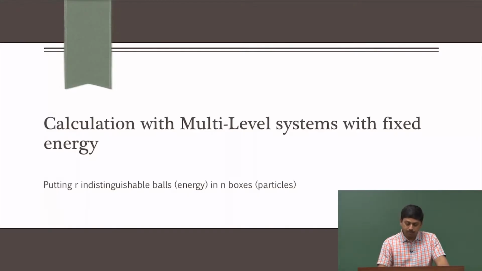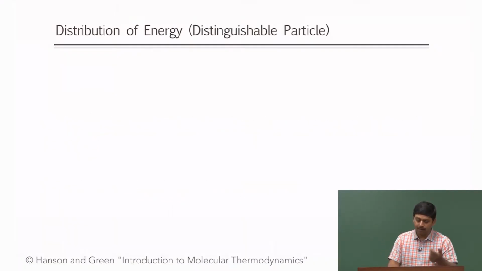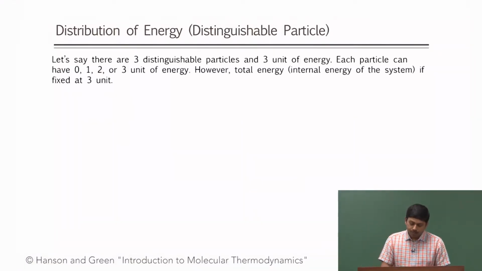And in that case, how can we address those problems? Those problems are similar to putting r indistinguishable particles or balls into n boxes. So, r indistinguishable balls, which we will say are energy, in n boxes which are particles. We will come back to that. So, now we are talking about distribution of energy. Energies are indistinguishable, by the way, because energy is just a unit of energy. We cannot associate this energy as a green energy or a blue energy and things like that.